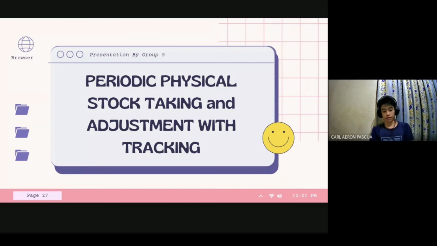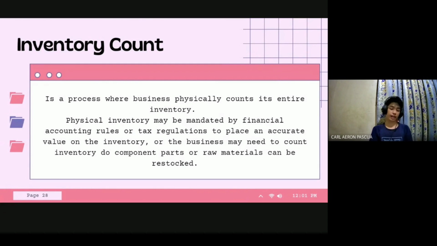So this inventory count is a process where a business physically counts its entire inventory. Physical inventory may be mandated by financial accounting tax regulations to place an accurate value on the inventory, or the business may need to count inventory so component parts or raw materials can be restocked.